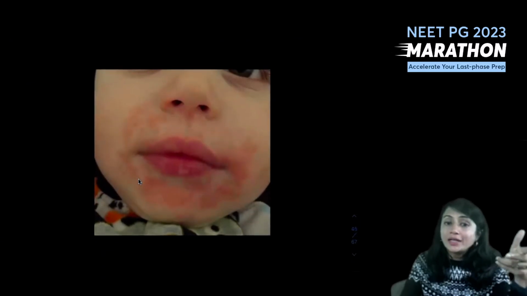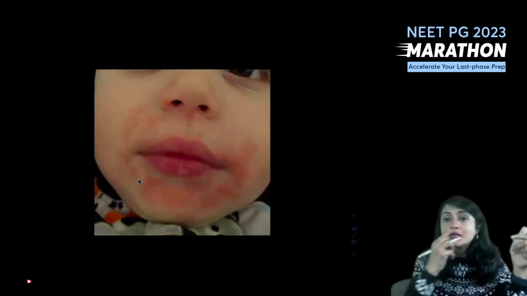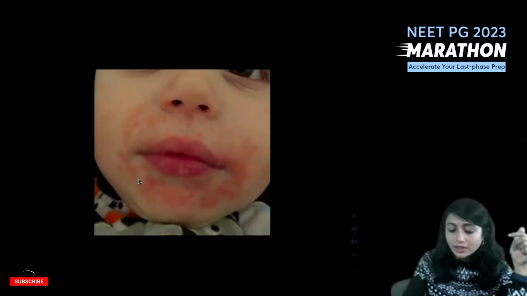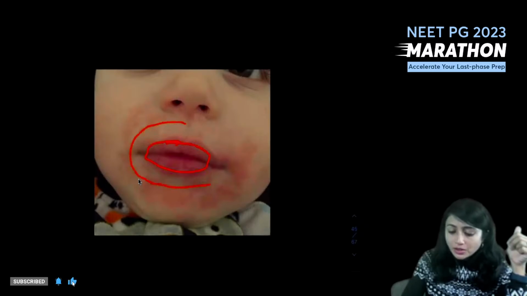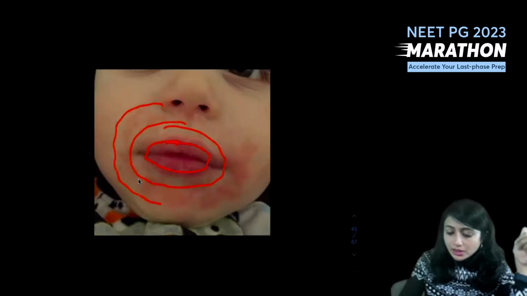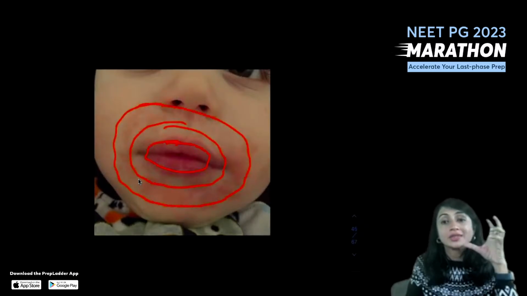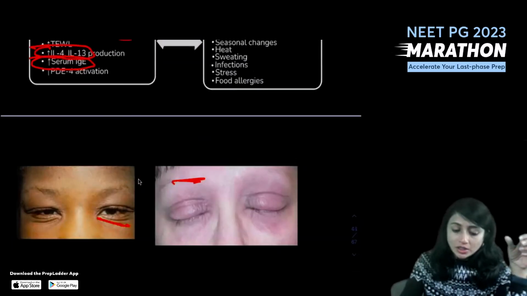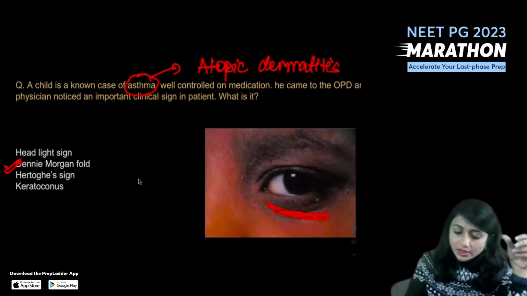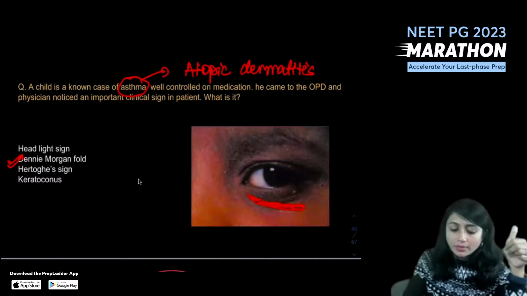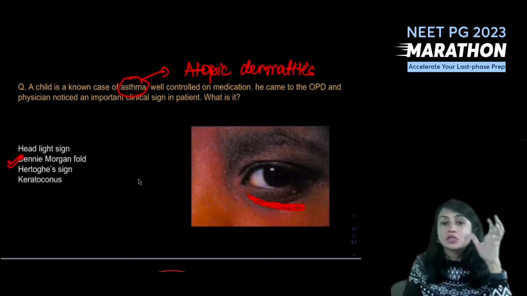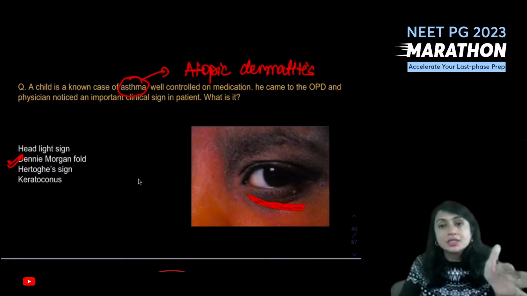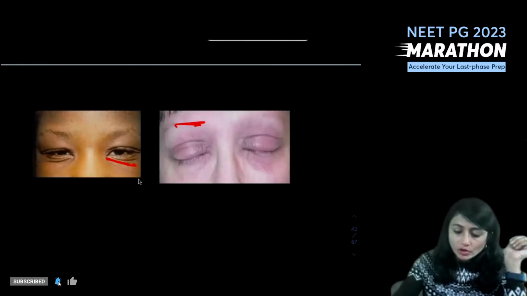Then they had given you headlight sign. What is headlight sign? It is seen in the perioral area where there is cheilitis, which forms one light. Then there is a perioral pallor and there is inflammation surrounding it. So that is headlight sign. Headlight sign is also seen in atopic dermatitis, but it is around the mouth. Hertoghe sign is loss of eyebrows, and keratoconus is also something that you see, but in this image, you're seeing Denny-Morgan's fold.